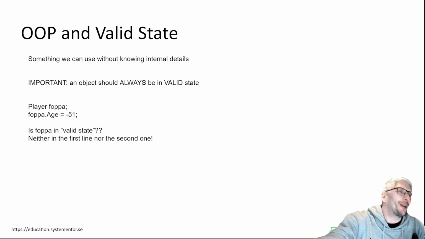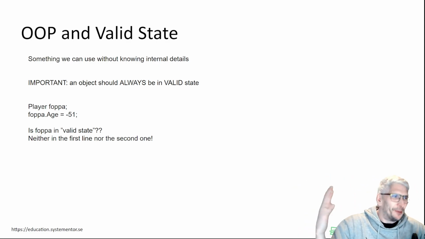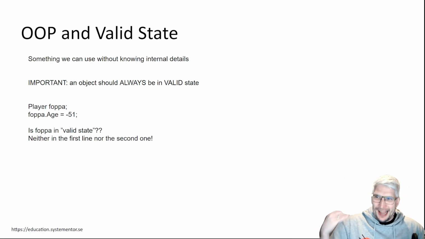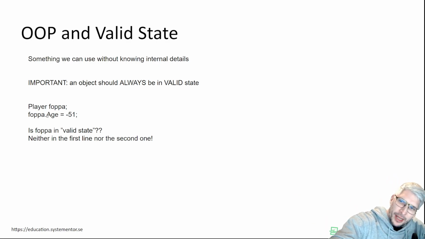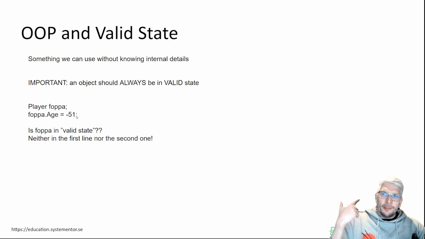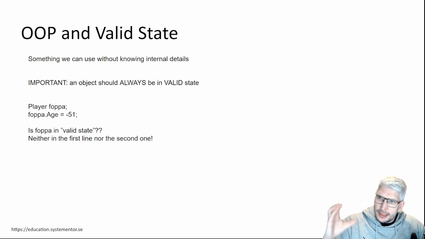Let's talk about hockey players. I do know hockey players. Let's say we have a class Player and we have an instance, an object called foppa. And we might be able to say foppa.h equals -51. Now the object foppa is not in a valid state.